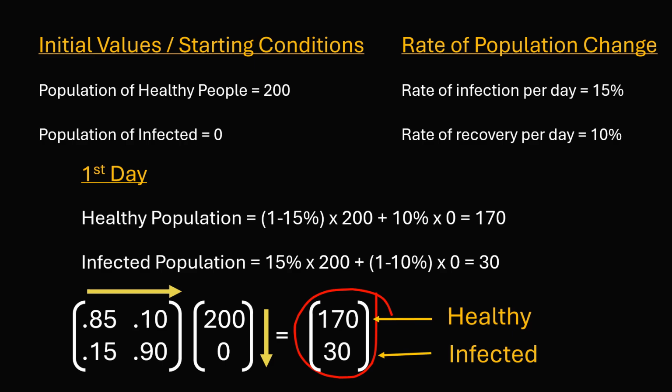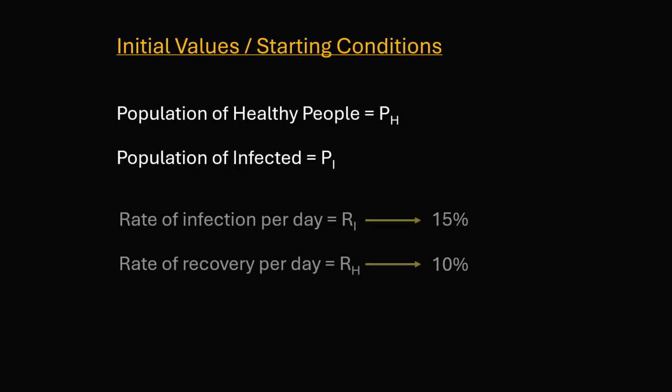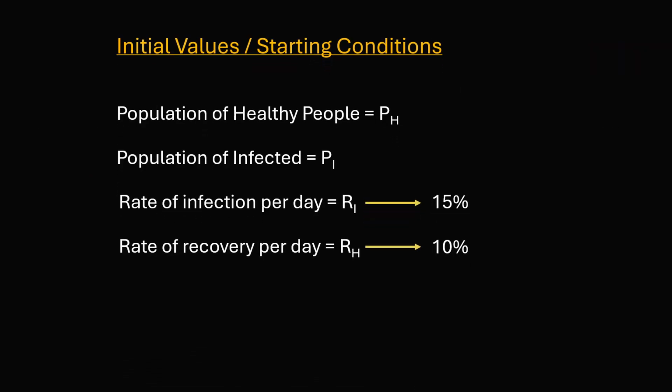Now, instead of numeric values, I will replace the numbers with variables in the equation so I can develop a more general equation for the population model. I will call the healthy population pH. I will call the infected population pI. I will call the rate of infection per day Ri. I will call the rate of recovery or rate of cure per day Rh. And then the two equations can be written as this.